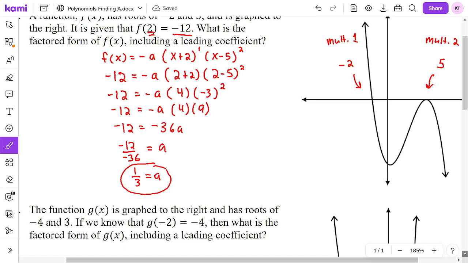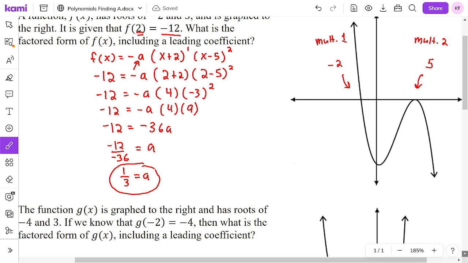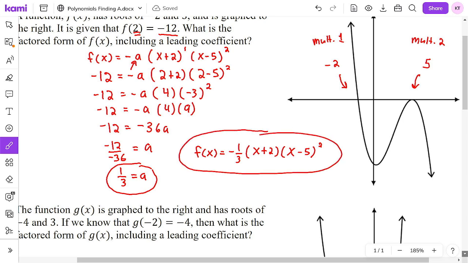Now I'm going to go ahead and just plug that into my original function here, just to write it all out. So my final answer will be f of x is equal to -1/3 times x plus 2 times x minus 5 squared. And so this would be the function for all the information of this given polynomial.